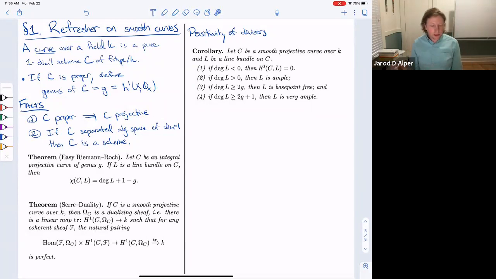We want to generalize some of these properties. So first and foremost, what do we mean by a curve? What we mean is, a curve over a field is just a pure one-dimensional scheme of finite type. And people's definitions of curves vary. With this definition, the spectrum of a DVR is not a curve, but that's okay. So if it's a proper curve, you define the genus of the curve by H1 of the structure sheaf.